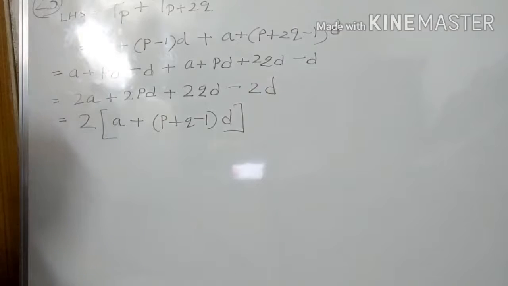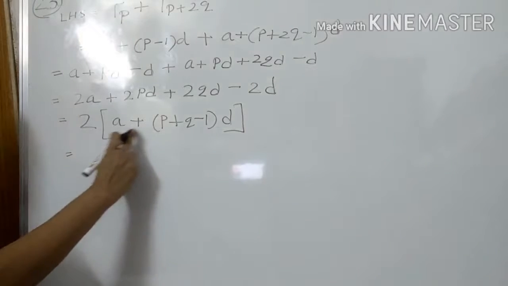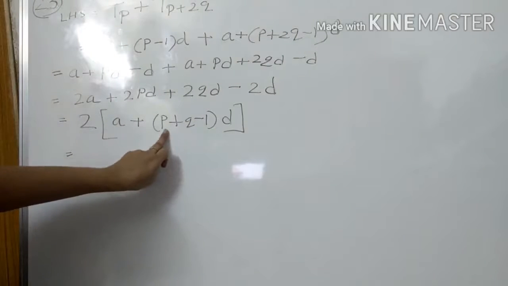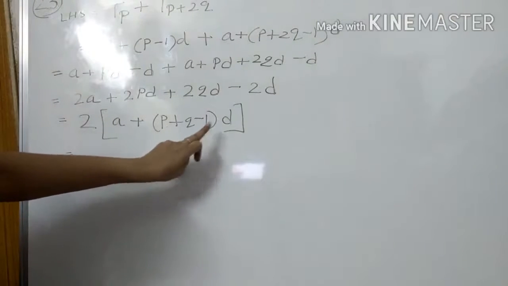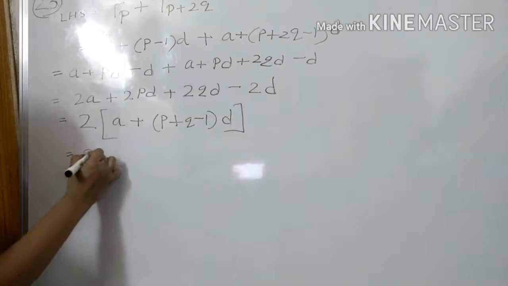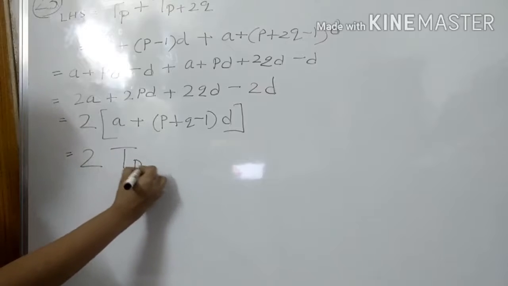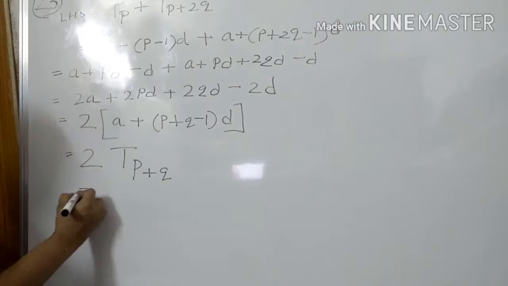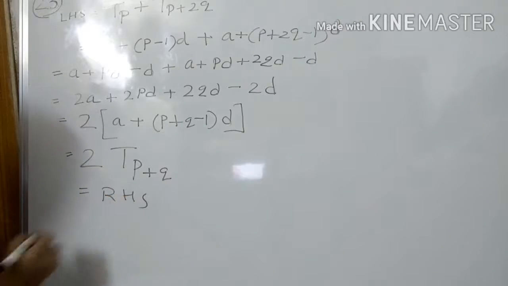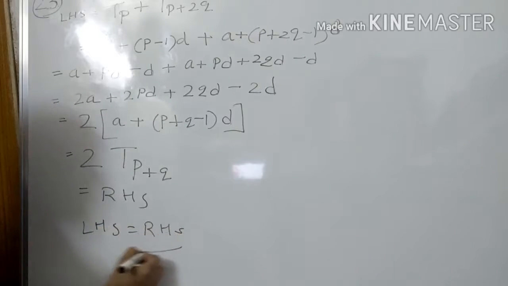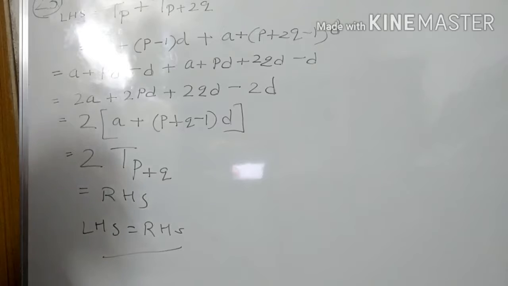Now you can see, students, this a plus p plus q minus 1 into d. So here it should be n minus 1 in our original formula, but here it is p plus q. So this is nothing but T of p plus q. So here this is our RHS. So we have shown from left hand side to right hand side. So here we have completed our proof. LHS is equal to RHS and also completed our exercise.